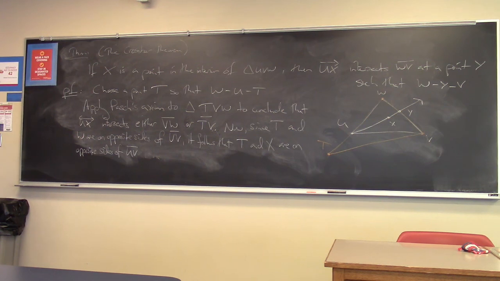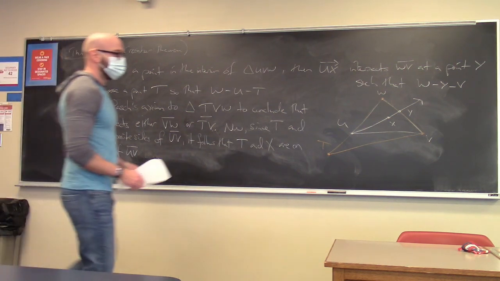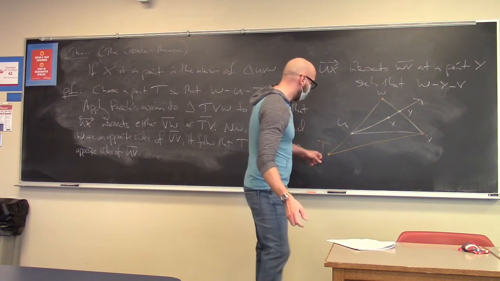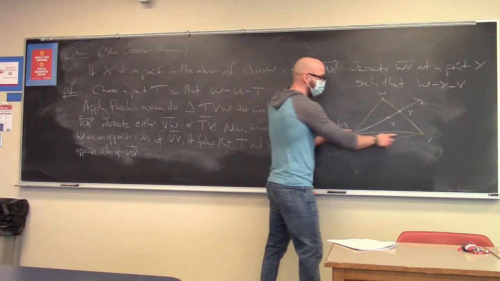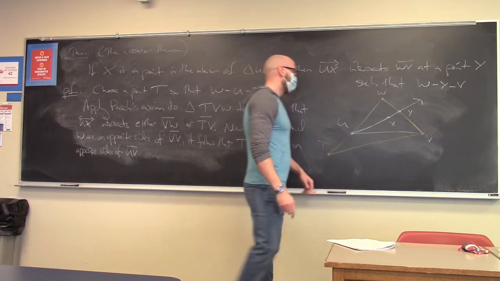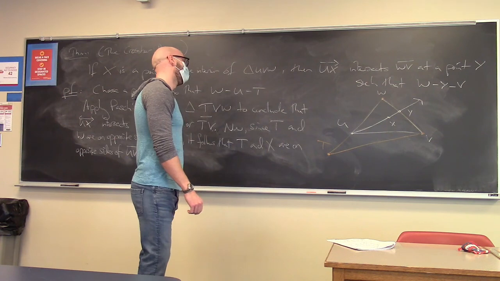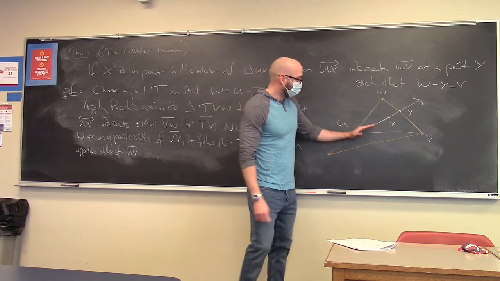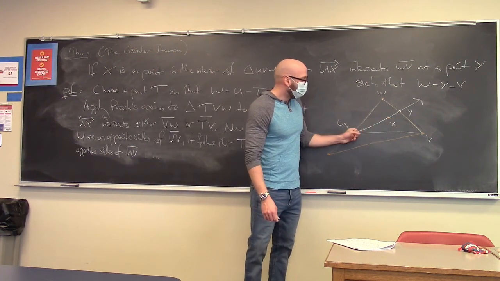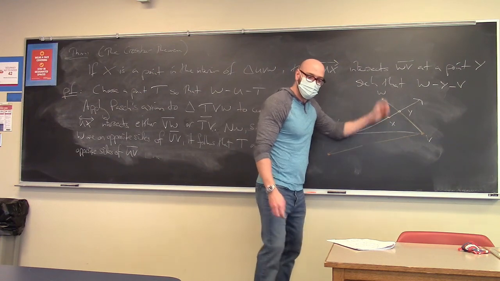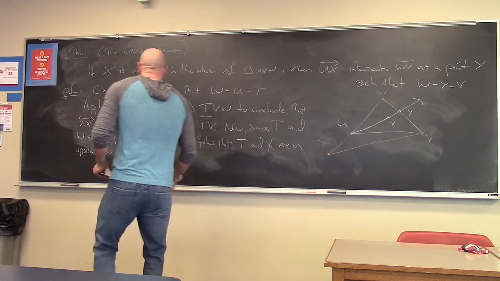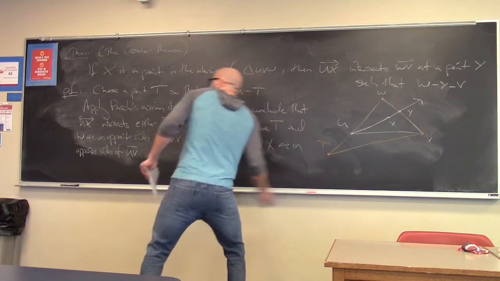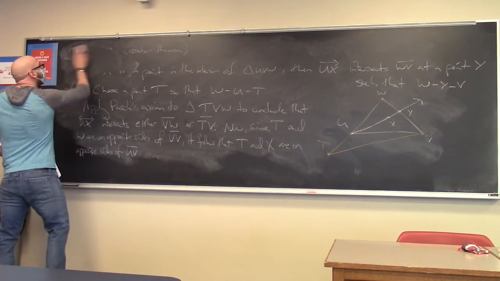And I suppose that's really enough. From here we can conclude almost immediately that if T and X are on opposite sides of UV, then so are all points of this line. So are all points of the line UX. And therefore, this line UX has to cut through VW. Right, so let's see how quickly we can wrap this up.